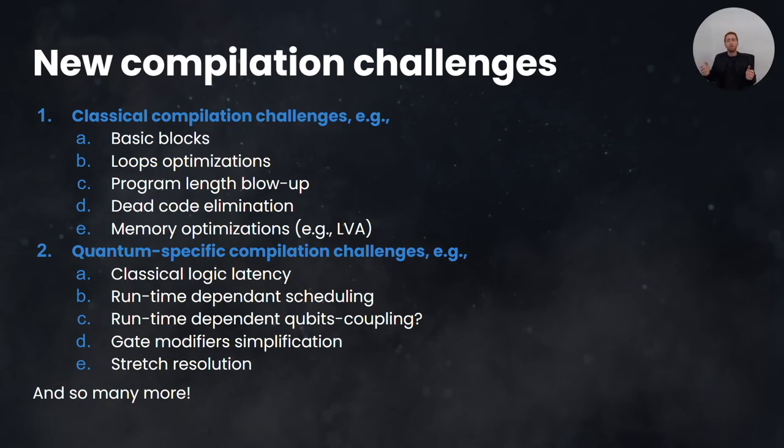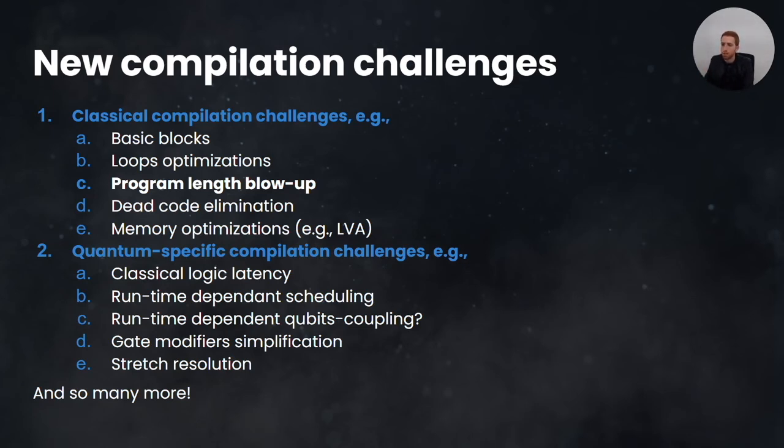So suddenly we have very new compilation challenges. We have classical compilation challenges that arise from the new variables and the new for loops and so on. For example, you have basic blocks suddenly. We didn't have that before. Before, the circuit was just a linear program, right? Now it has conditionals, it has for loops. We have loops, so we need to optimize them, right? You cannot just unroll all of the loops. It will cause a program length blow-up, right? You might do that for 3 or 10 or even a few dozen qubits, but it doesn't scale up for thousands or maybe millions, right?